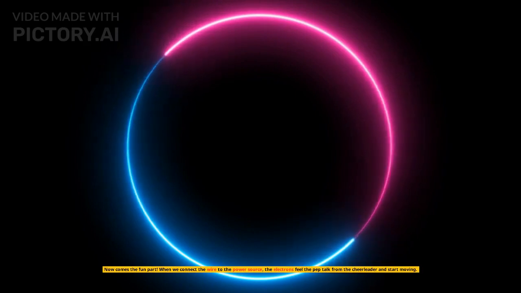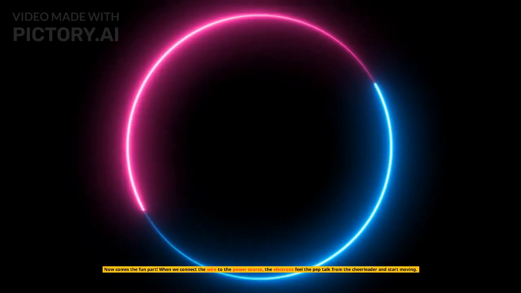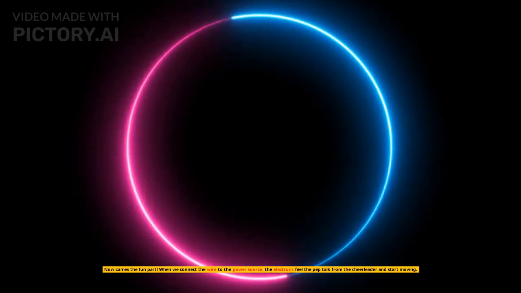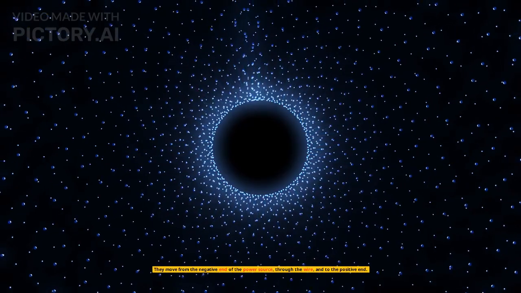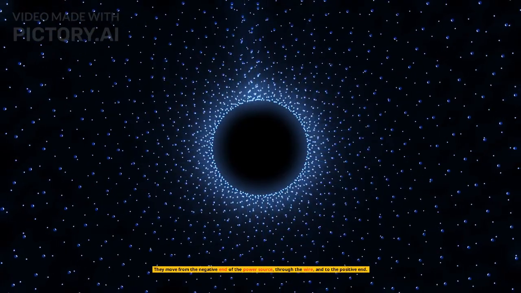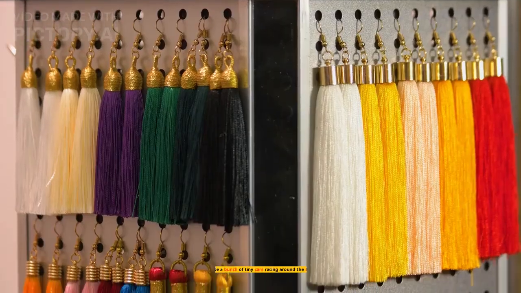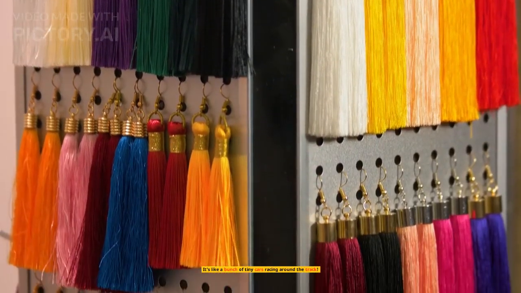Now comes the fun part. When we connect the wire to the power source, the electrons feel the pep talk from the cheerleader and start moving. They move from the negative end of the power source, through the wire, and to the positive end. It's like a bunch of tiny cars racing around the track.